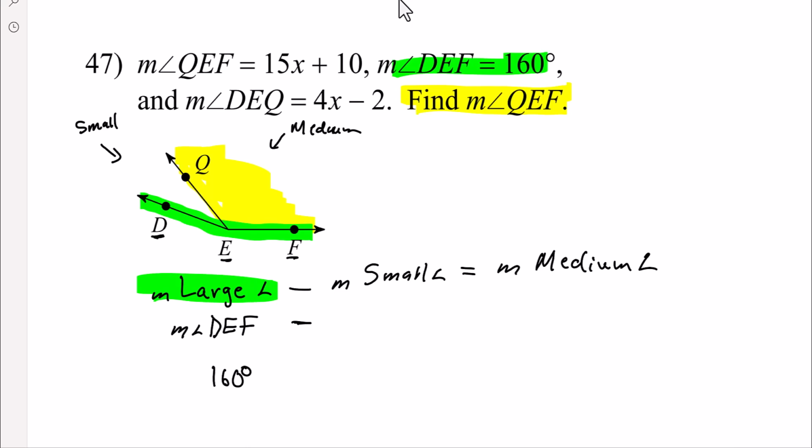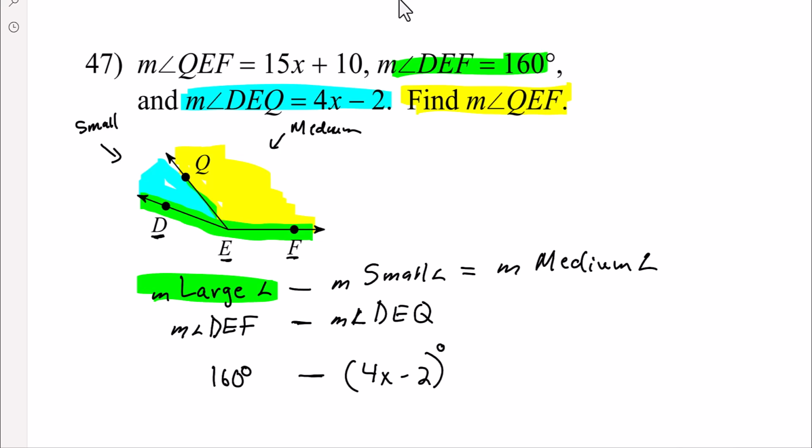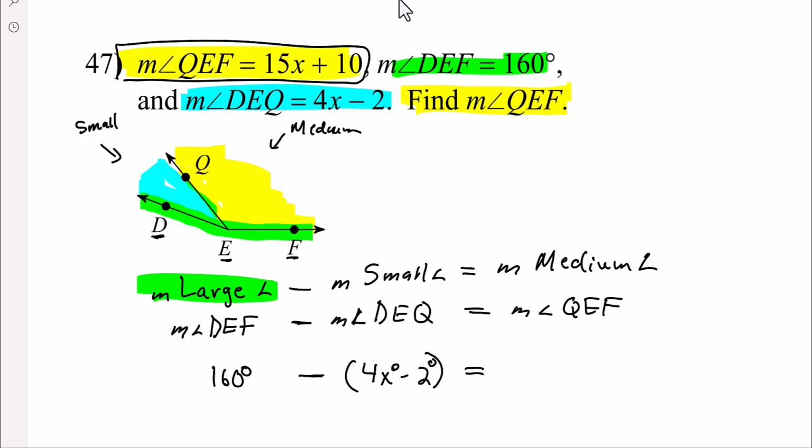We're going to subtract the measure of the small angle. Oops, I didn't highlight them in the color I wanted. So the small angle is DEQ. So we're going to subtract this whole thing. So normally you put the degree symbol out there, but you can distribute that. Instead of putting it out there, put 2 degrees there, put x degrees there, and we'll ignore this right there. All right, and that's going to equal the measure of the medium size, which is the measure of angle QEF. And it tells us right here what QEF is.